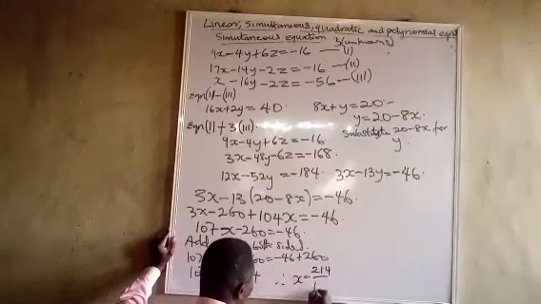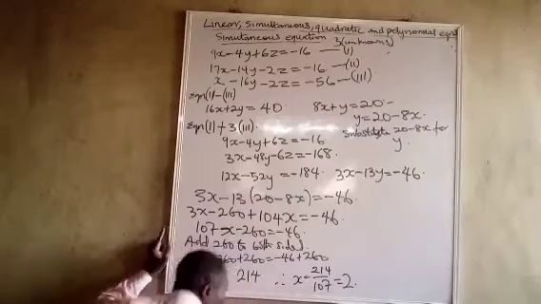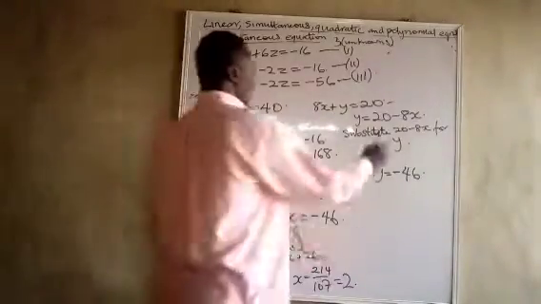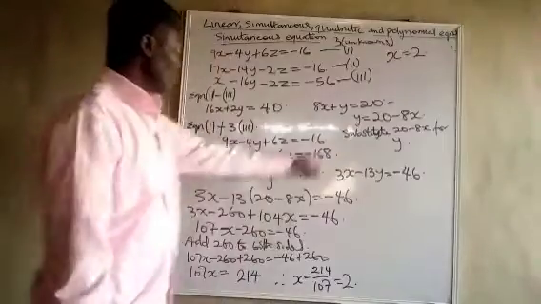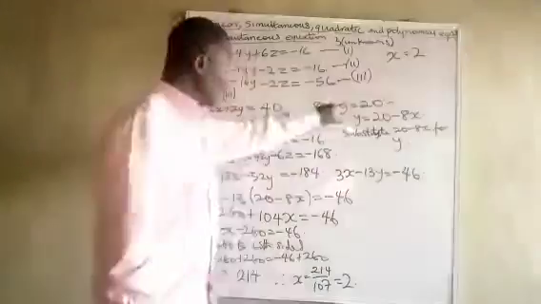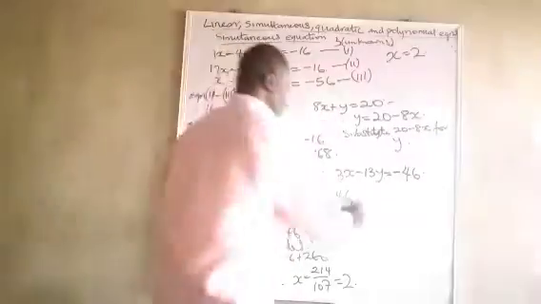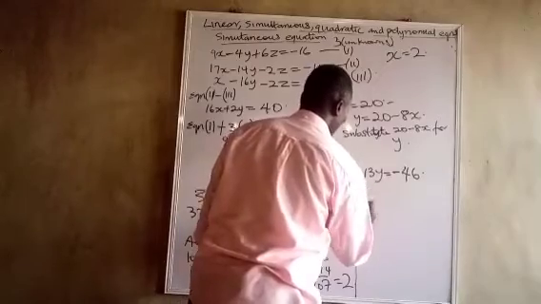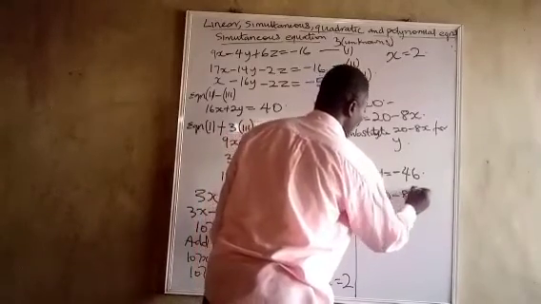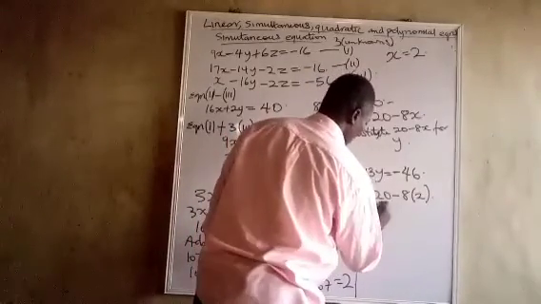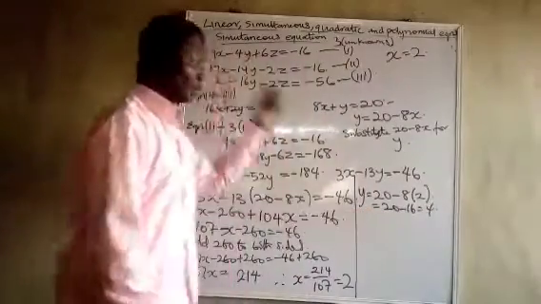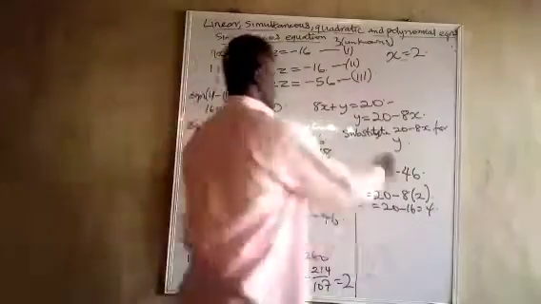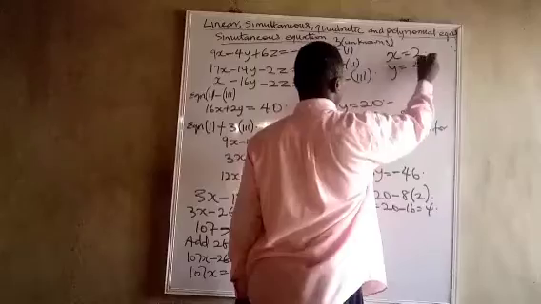214 divided by 107 is equal to 2. So you can see, from here, our x is equal to 2. Now, to get our y, I just need to substitute this x into this equation. So y is equal to 20 minus 8 into 2, which is 20 minus 16, which is equal to 4. You can see, very straightforward. Once you get one, you can get the other one straight. So we have gotten that our y is equal to 4.